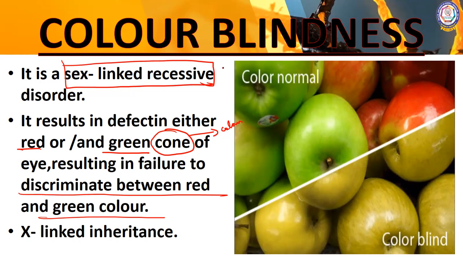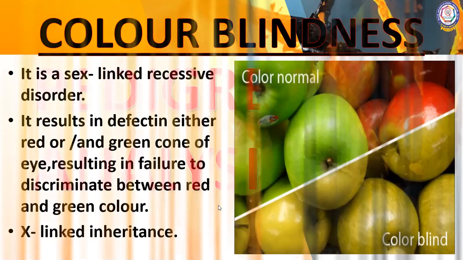Make a note. Our foremost thing is always to check whether it is sex-linked or autosomal, and next we have to check whether it is recessive or dominant. Mostly we are dealing with recessive; only one is dominant, that is Huntington's chorea. Again, it is X-linked inheritance, so naturally here the female will be the carrier.